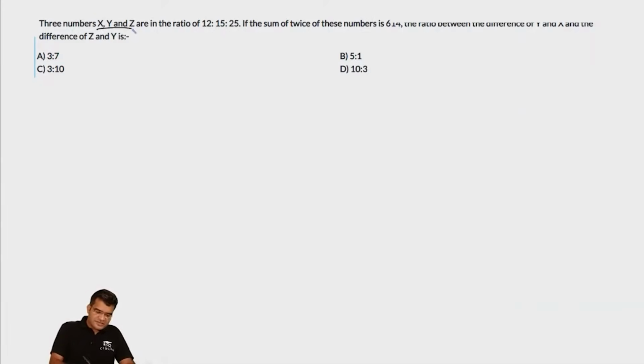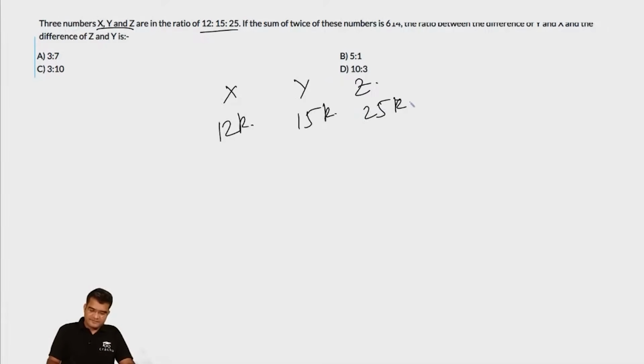In this question, we are told that three numbers x, y and z are in the ratio 12:15:25. So you have three numbers x, y and z. They are in the ratio 12:15:25. So let the three numbers be 12k, 15k and 25k.